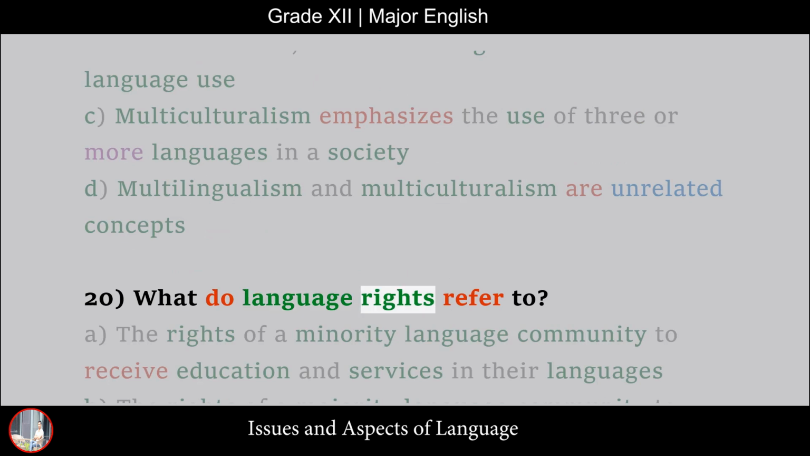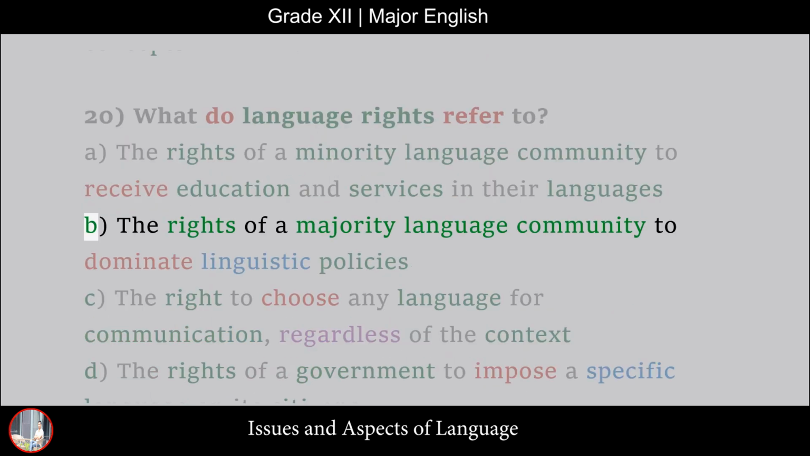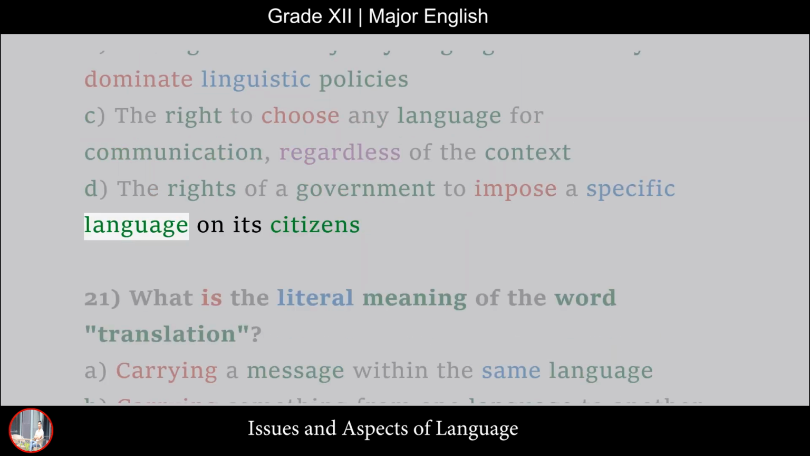20. What do language rights refer to? A. The rights of a minority language community to receive education and services in their languages. B. The rights of a majority language community to dominate linguistic policies. C. The right to choose any language for communication, regardless of the context. D. The rights of a government to impose a specific language on its citizens.